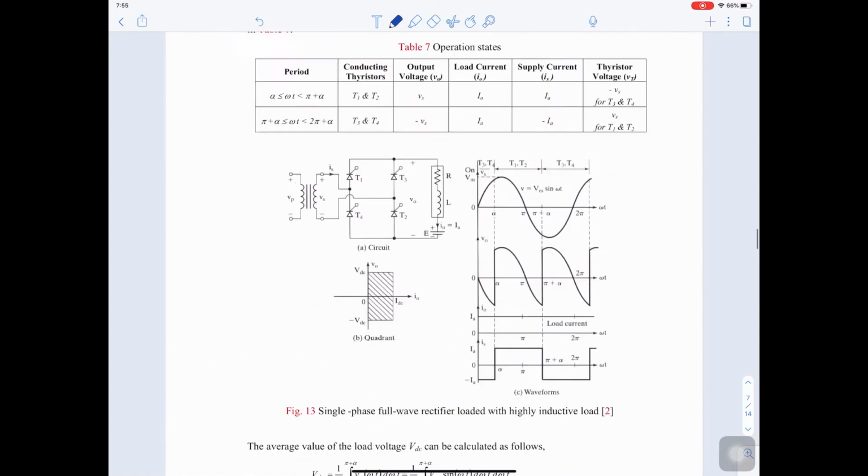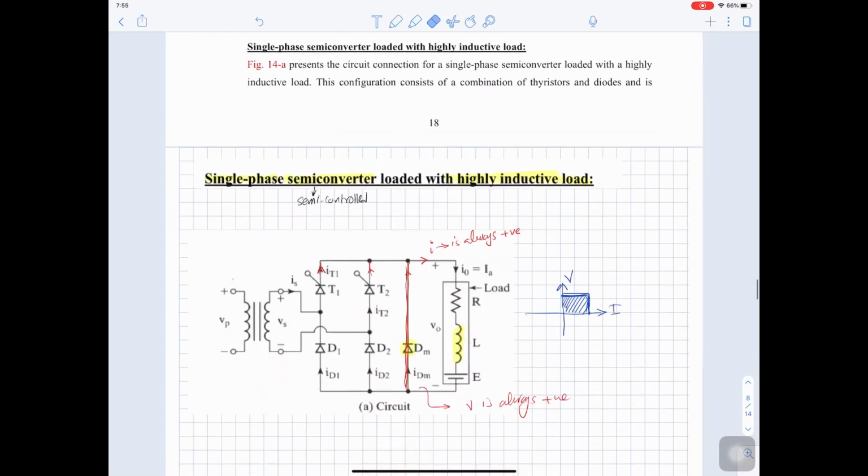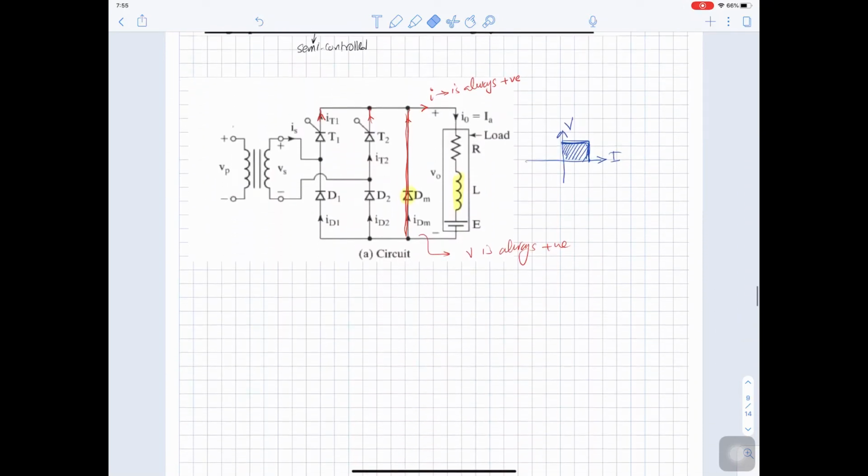For the bridge, we can use it without the freewheeling diode. We can add a freewheeling diode, but we can use it without. So it can be with or without the freewheeling diode. But the semi-converter always has the freewheeling diode.